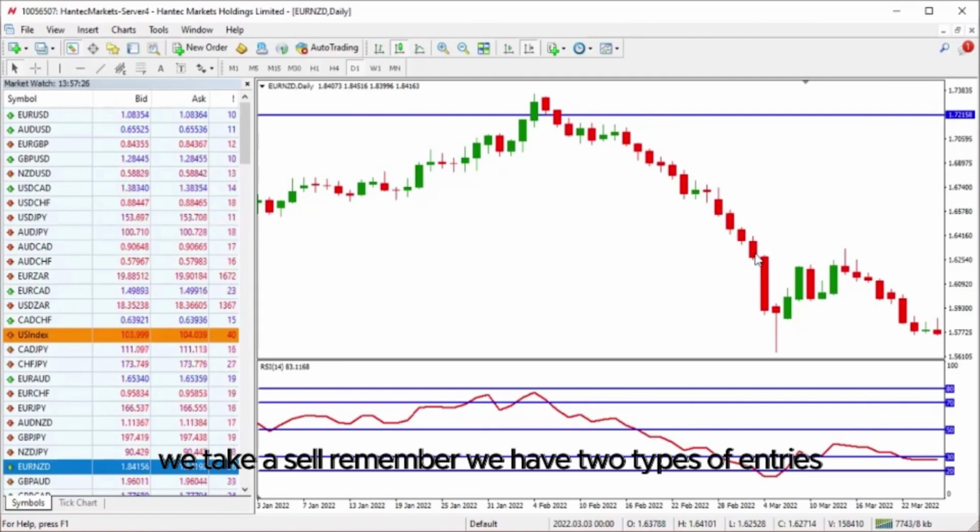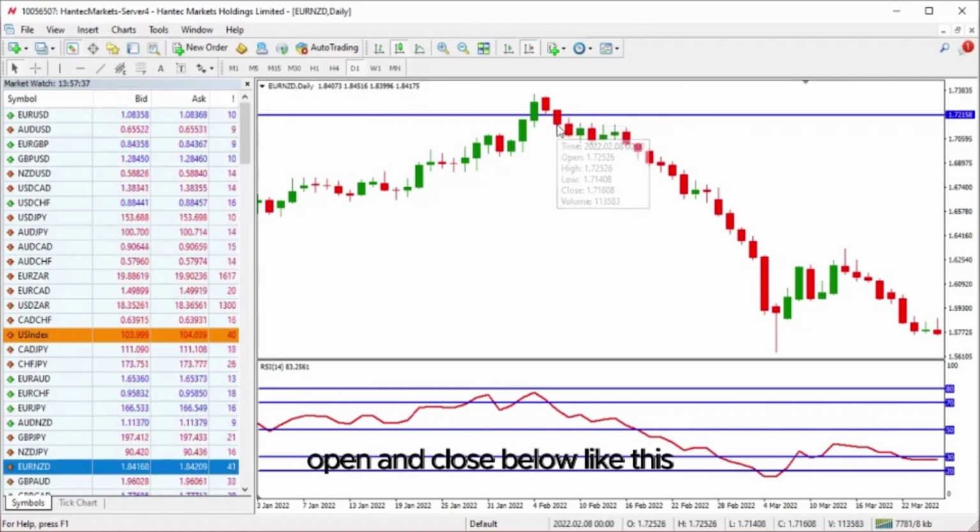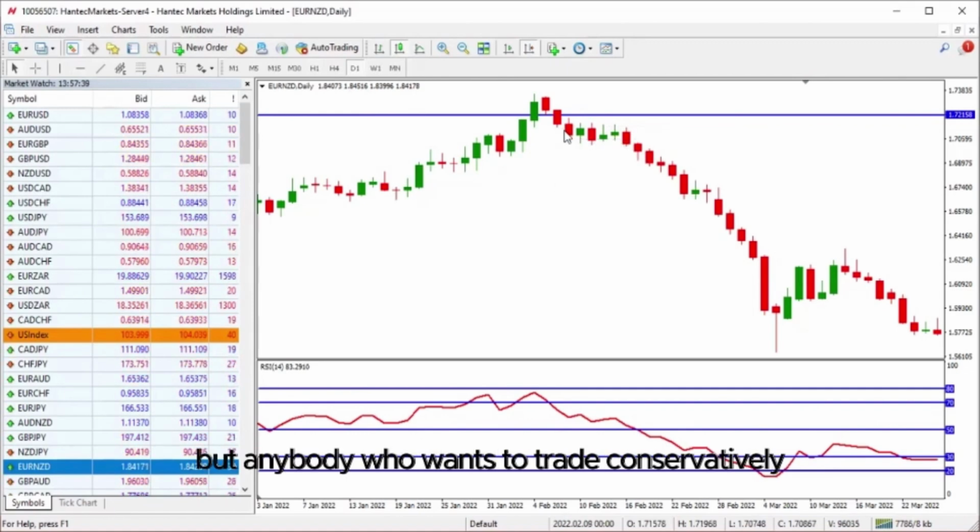Remember, we have two types of entries. We have the aggressive entries and the conservative entries. Now, as an aggressive trader, or a trader who always takes trades aggressively, you can take a trade as soon as the candle opens and closes below like this. But anybody who wants to trade conservatively, you want to be more sure before you take a trade. Then you will wait for a break and retest before you take a trade.